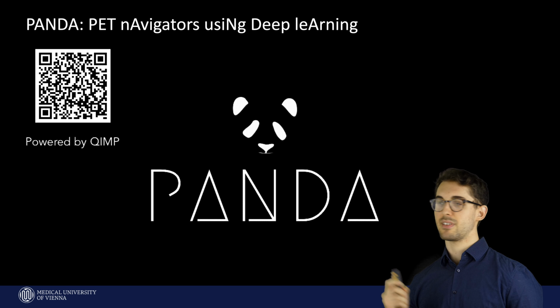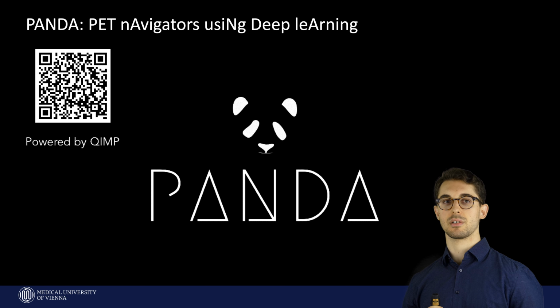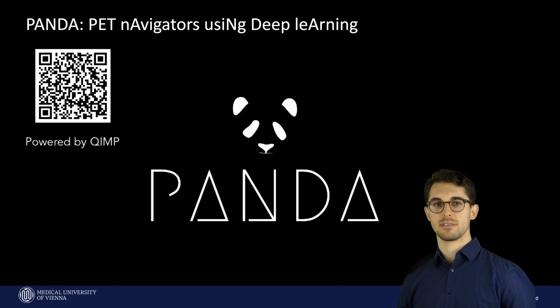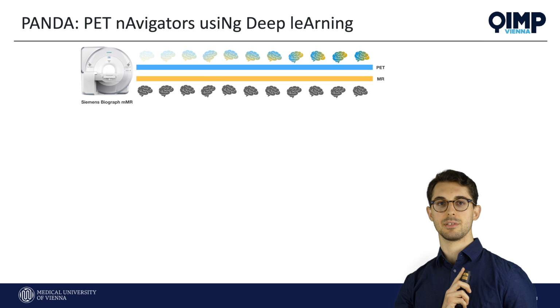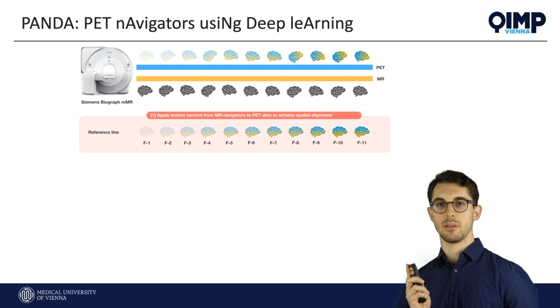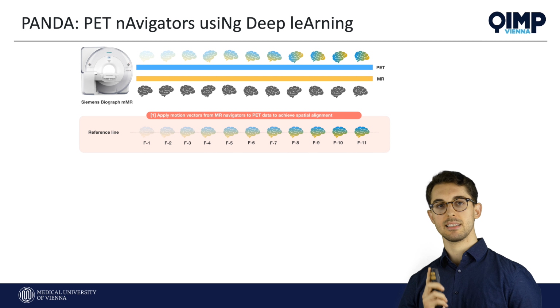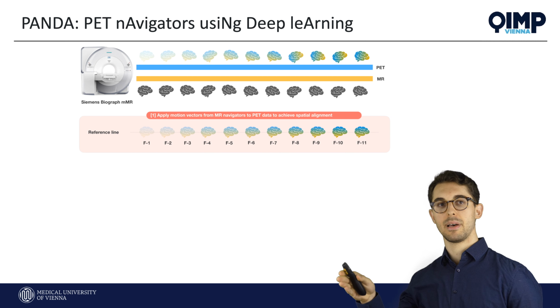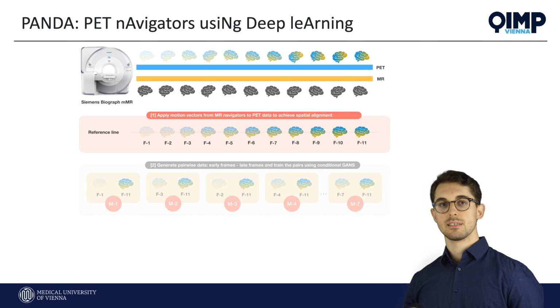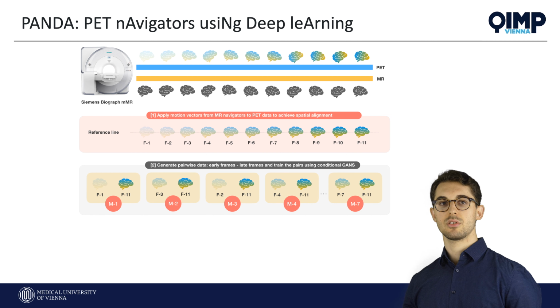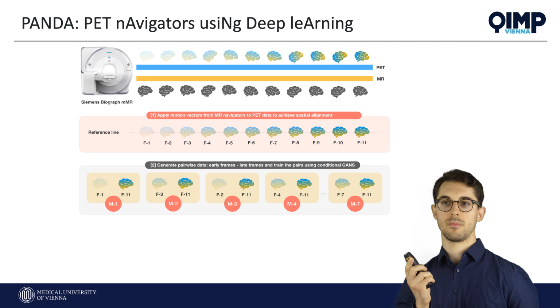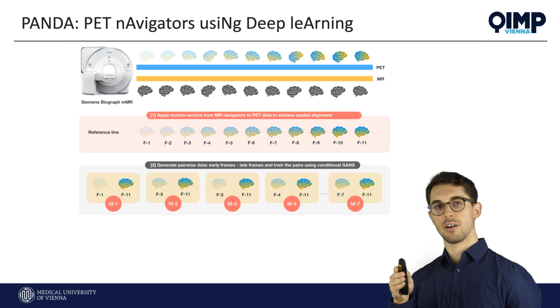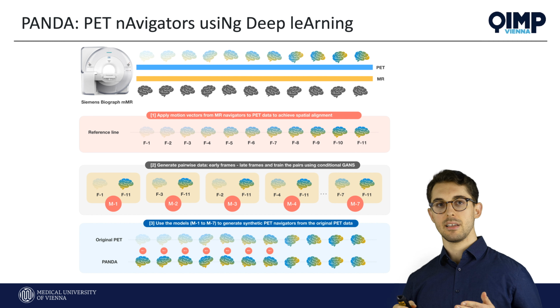The model is available online and you can check the QR code. How does PANDA work? First, we used MR navigators to detect brain motion. We applied the motion vectors to the PET images and aligned low-count PET data at different time steps with a high-count PET reference frame. Secondly, we trained the CGAN to perform the transformation from low-count to high-count PET data. Finally, we can apply this model to a PET-CT system.